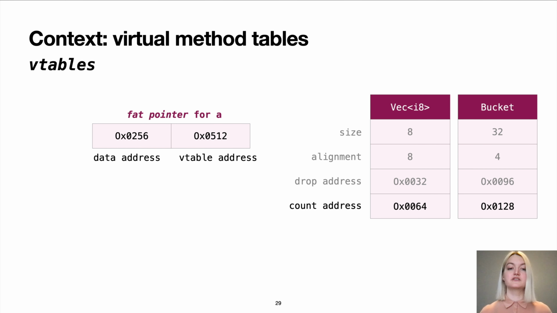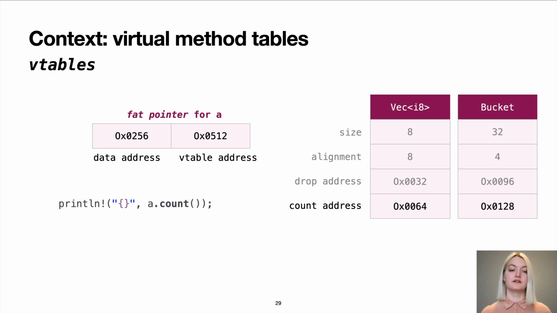So when we actually think about the type of a, or the dynamic trait object, a is a fat pointer, which in Rust is just a double-wide pointer. The first pointer will be the address of the data itself, so either the Vector or the Bucket, and the second pointer will be the address of the vtable, so either of the two vtables shown on the right, chosen dynamically at runtime.